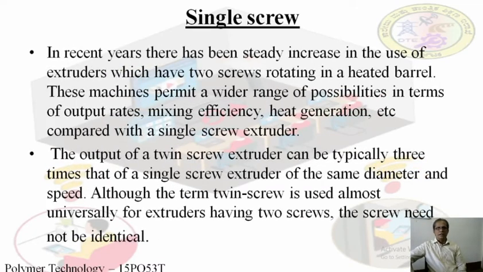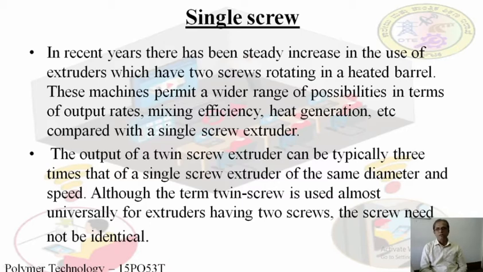In recent years, there has been a steady increase in the use of extruders which have two screws rotating in a heated barrel. These machines permit a wider range of possibilities in terms of output rates, mixing efficiency, and heat generation, compared with the single screw extruder. The output of a twin screw extruder can be typically 3 times that of the single screw extruder of the same diameter and speed.